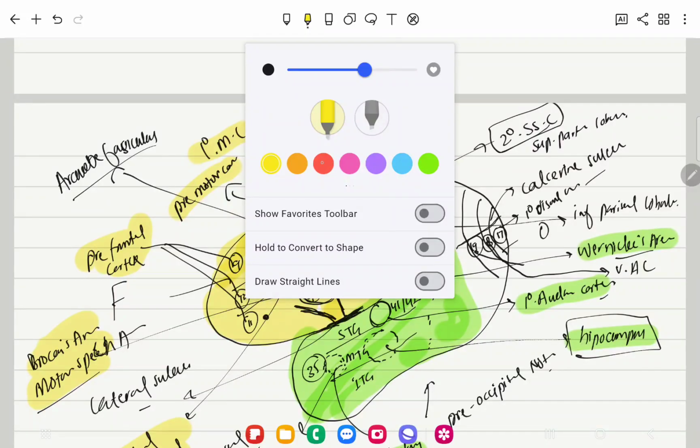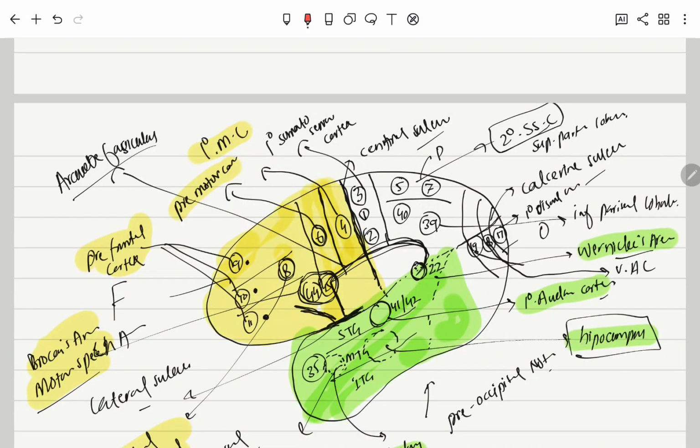Okay, let me highlight, right? So this area is called the parietal lobe. So the parietal lobe has this primary somatosensory cortex, right? And then we have this area that is called the superior parietal lobule, right? This is also called the secondary somatosensory cortex. And then we'll have this supramarginal gyrus, and this area is called the inferior parietal lobule.